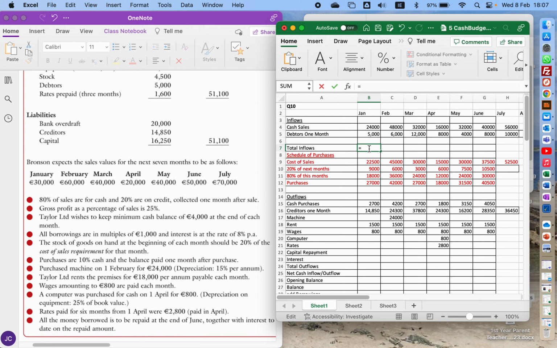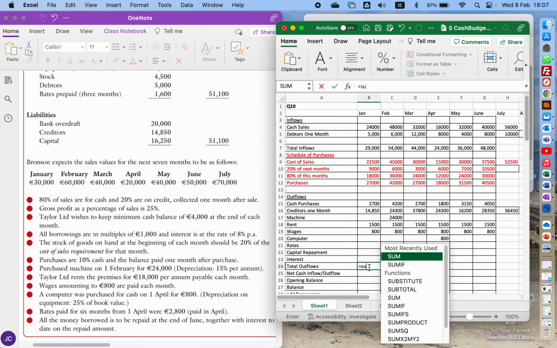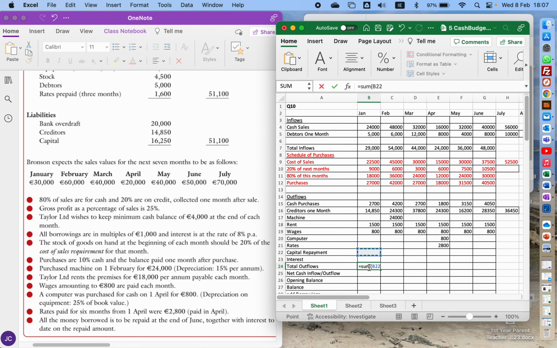So if I have 2.4 plus no, 2.4 plus that, and I'm just going to copy that and paste it all the way along. And then I'm going to do something similar down here. I start off my first month only. Okay, so there's my total outflows.